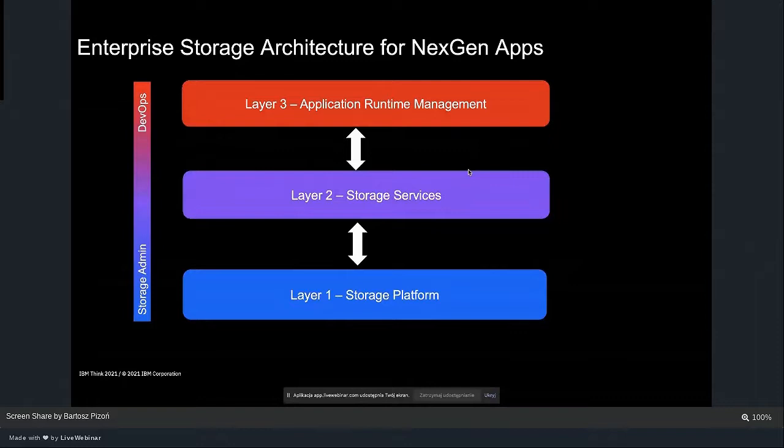The layer one is the storage platform. So we need a very good, very secure and reliable storage platform. So very good hardware where we can store our data, maybe put some replication or something like this. The second layer is the storage services. So here we have all these IBM Spectrum portfolio products. We have backup, for example, Spectrum Protect Plus for backup of containers, for backup of the virtual machines. So we are not making a backup of the physical machines, but it's more like the software-defined way of backup.